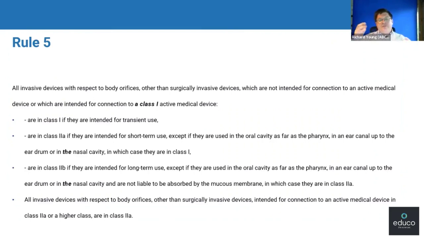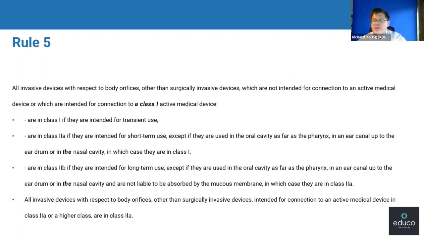So an invasive device, as defined in Rule 5, is something that comes in via a body orifice. So these are the sorts of products like urinary catheters that would fall under Rule 5. These are the ones that can be used in there. And you can see there's a caveat there about whether they're connected to an active device. Class 1, if they're intended for transient use, so that would be something like an intermittent catheter that's used periodically. Class 2A, if they're for short-term use.